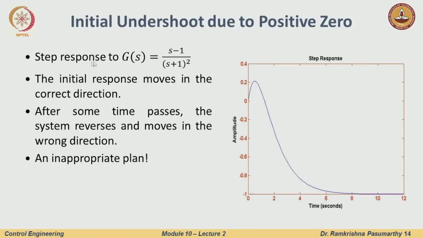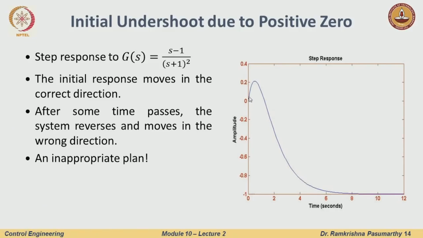So let me take a step response to a signal which looks like this, and again it has an unstable 0, if I may call it so, or a 0 in the right half plane. So what you see here is, starting from 0, if I were to track a step, I am actually moving in the correct direction. Okay, I move in the correct direction, but here something happens and I just go back to 0. So after some time passes, the system reverses and moves in the wrong direction, right?